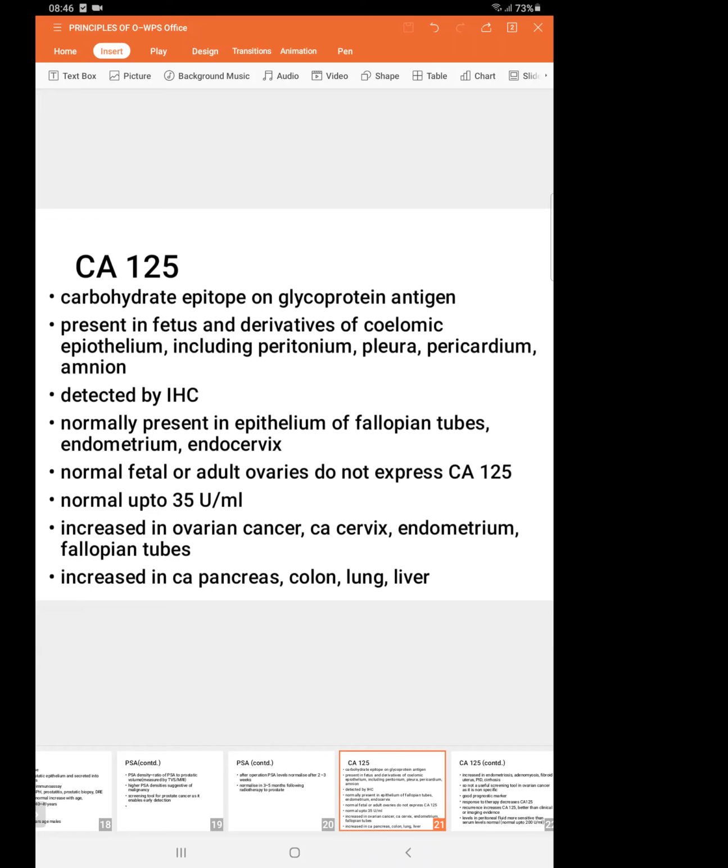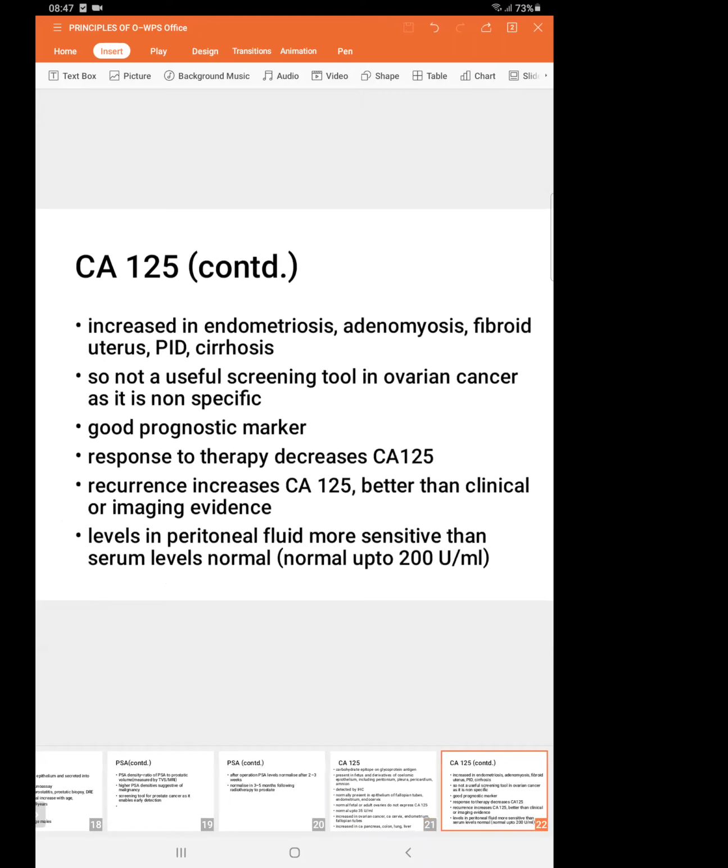So when there is increased CA125, it is suggestive of ovarian carcinoma. It can also be increased in carcinoma of cervix, endometrium, fallopian tubes, and in carcinoma of pancreas, colon, lung, liver. The normal value is up to 35 units per ml. It can also increase in benign diseases like endometriosis and adenomyosis, fibroid uterus, pelvic inflammatory disease, cirrhosis. So it is very non-specific and is not a useful screening tool for ovarian cancer.